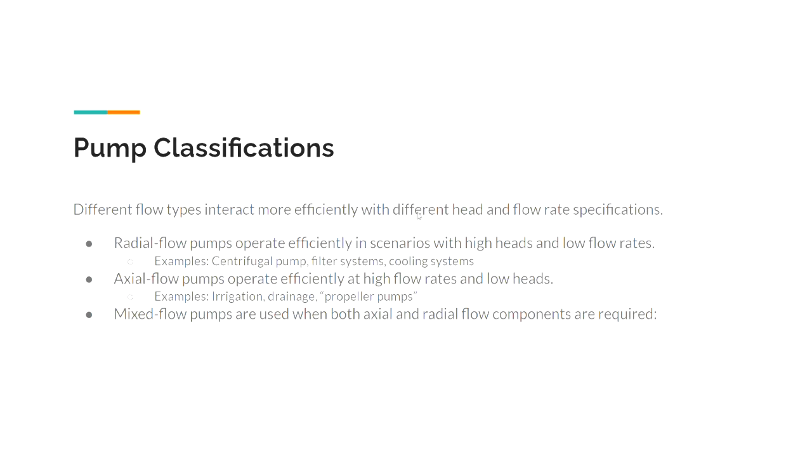Flow classification becomes important when we try to classify pumps, because different flow types interact more efficiently with different head and flow rate specifications. For example, radial flow pumps operate efficiently in scenarios with high heads and low flow rates, such as in the centrifugal pump, filter systems, and cooling systems, while axial flow pumps operate efficiently at high flow rates and low heads, such as in irrigation systems, drainage systems, and propeller pumps. Mixed flow pumps come into play when both axial and radial flow components are required.